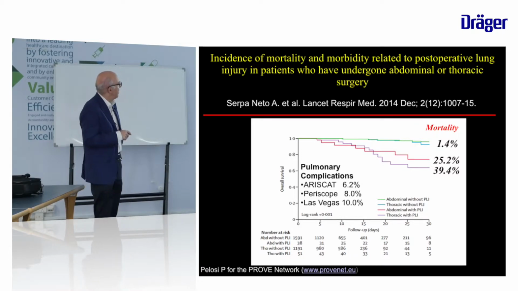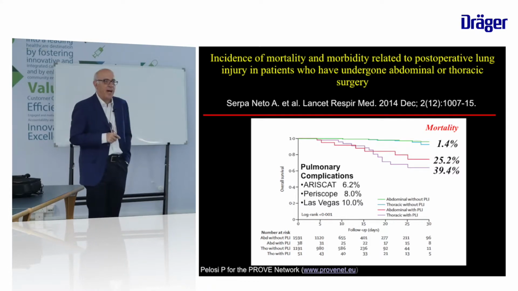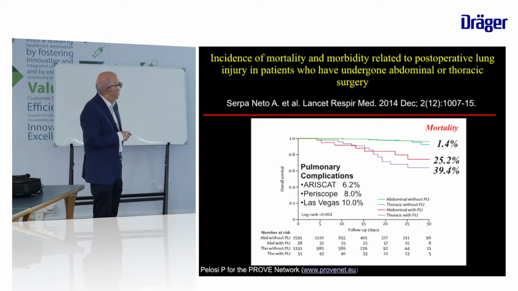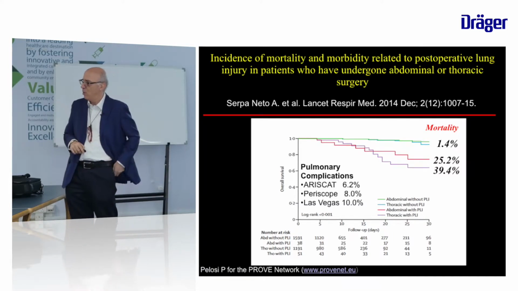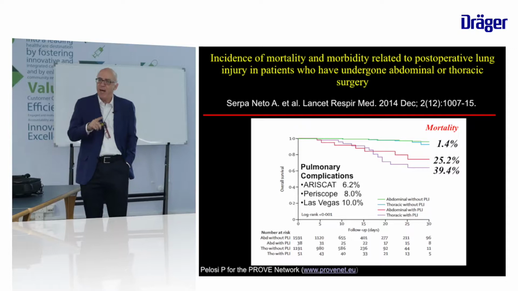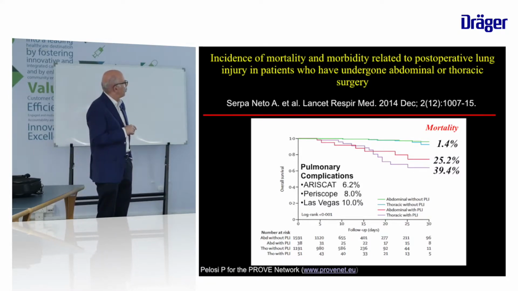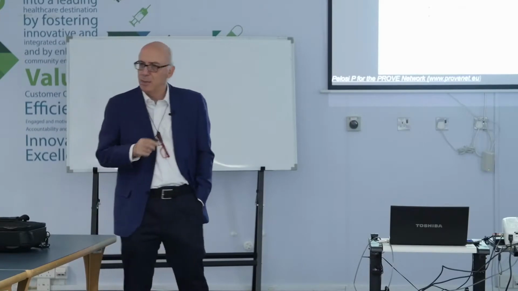You see here in green patients undergoing abdominal surgery or thoracic surgery without respiratory failure or lung injury after surgery. Mortality at 30 days is around 1.5%. And what we found here in red, the patients undergoing abdominal surgery who developed respiratory failure, so lung injury, you see here 25% mortality at 30 days. So if you develop lung injury, very high mortality. And you see here thoracic patients who develop lung injury after surgery, mortality at 30 days around 30%. So this is a major issue.